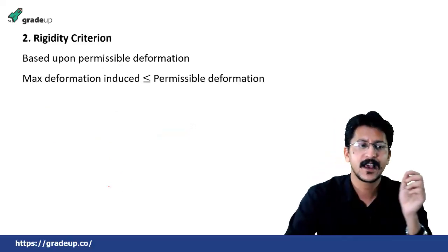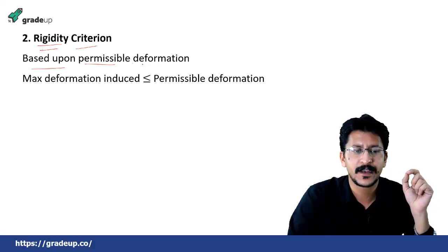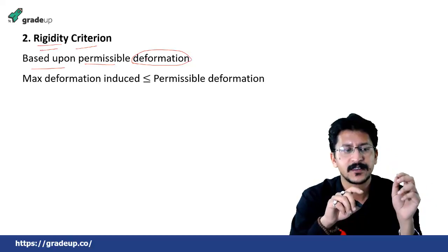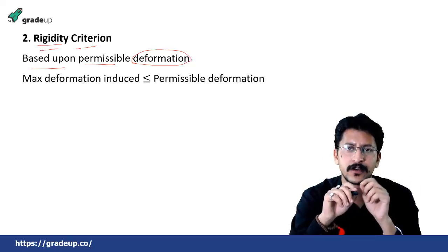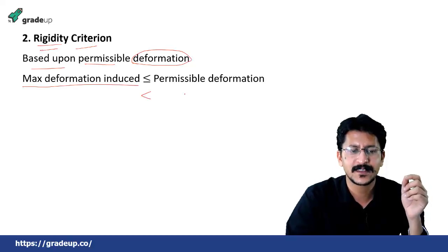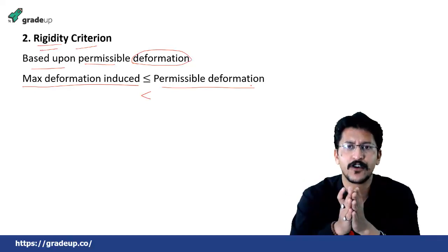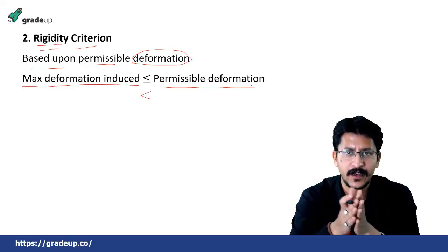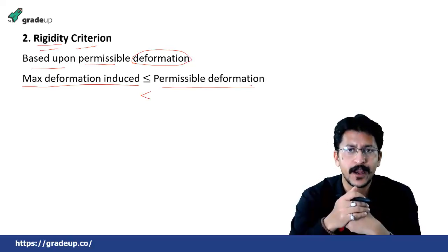Okay, then the second criterion is based upon rigidity, that is known as the rigidity criterion. That is based upon the permissible deformation. The strength criteria was based upon permissible stress, whereas the rigidity criteria is based upon permissible deformation. You need to note that down here. In this case, again, the maximum deformation induced must be less than the permissible deformation. That means the permissible deformation is the maximum value of deformation up to which we can extend, the deformations being induced in the system, till which the failure or fracture of the component will not occur.